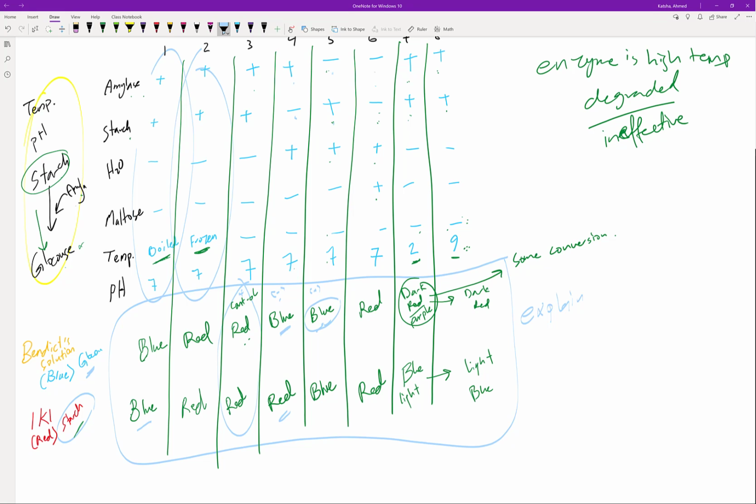So if the controls are working as they should be working, you will be sure that the results of your experiments are okay. You will not have any doubts in the experiment. I hope it's clear. Let me know if you have any questions.